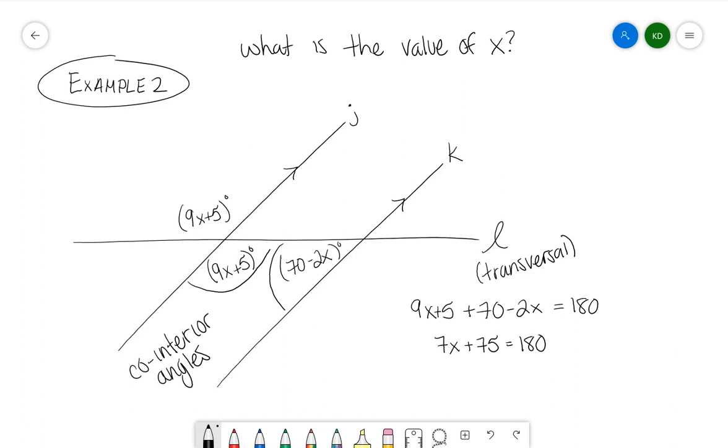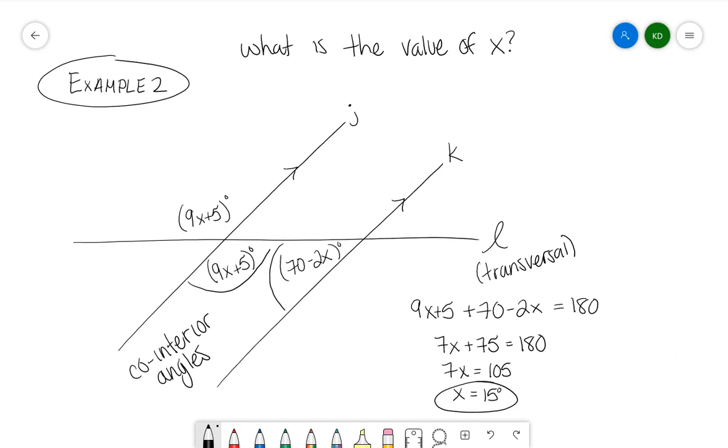To get x by itself, let's subtract both sides by 75. The left side will become 7x. The right side will become 105. The last thing I need to do is divide 105 by 7. When I divide both sides by 7, I get x on the left side and I get 15 on the right. Therefore, x has to be equal to 15 degrees.